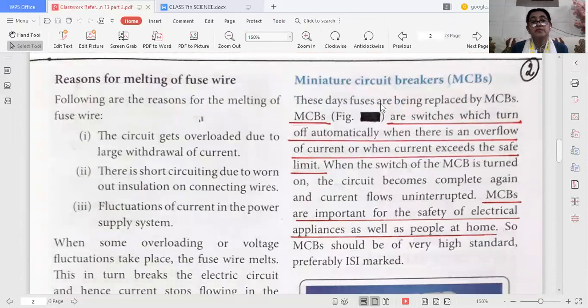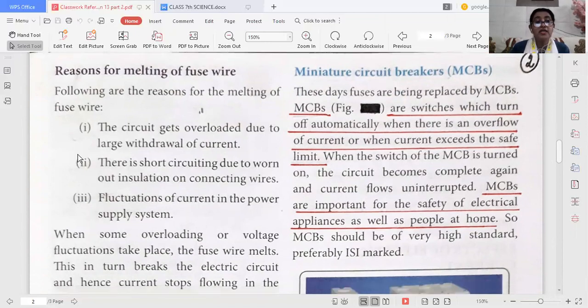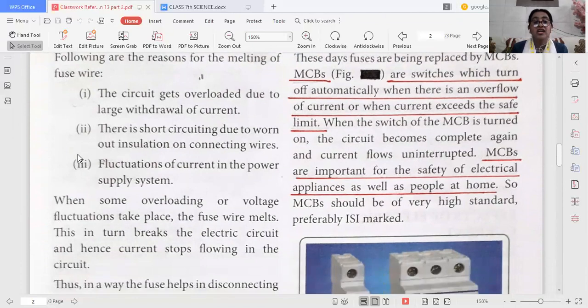So, what are the reasons behind melting of fuse wire? First of all, the circuit gets overloaded due to large withdrawal of current. Then, due to high heat, it can melt. Then, if there is a short circuit due to worn out insulation of connecting wires, or if there are fluctuations in the current in the power supply, then it breaks the circuit and saves the line. The fuse wire, when it melts, in turn breaks the electric circuit. And what happens after that? The current stops flowing in the circuit.